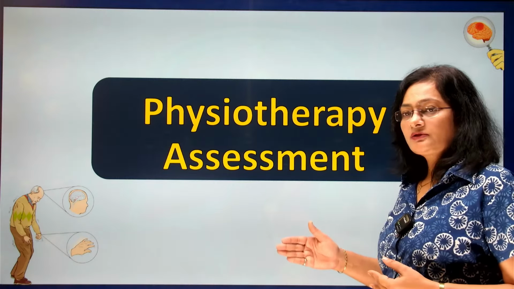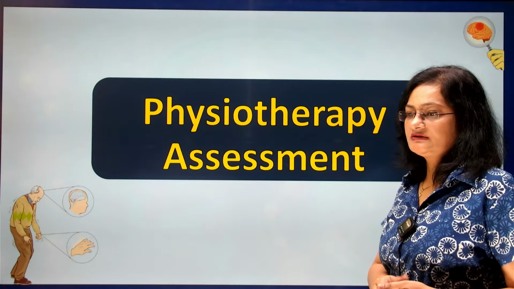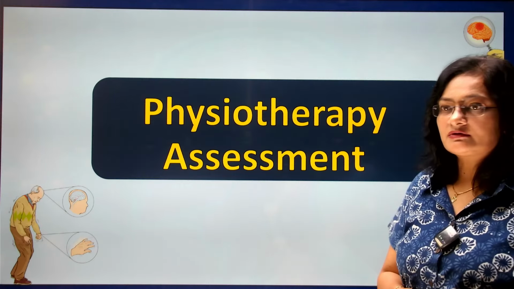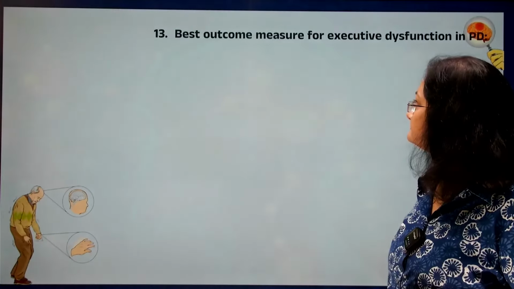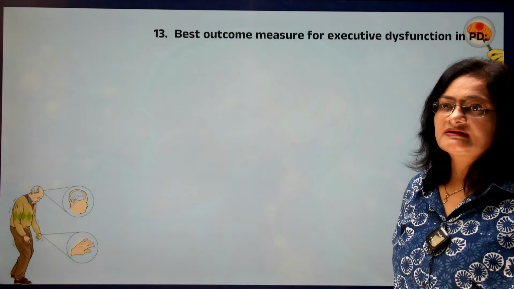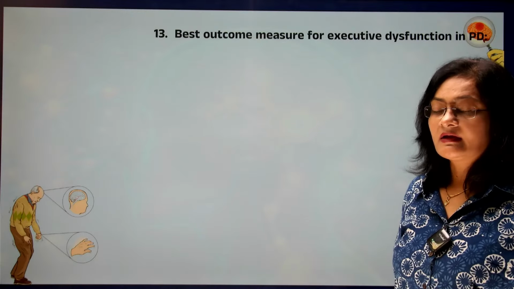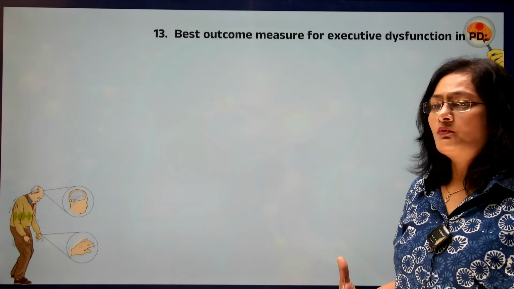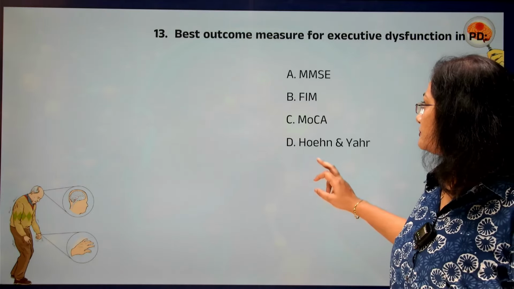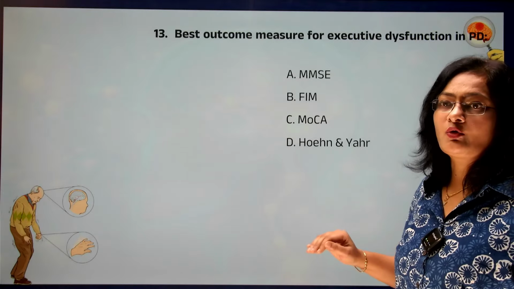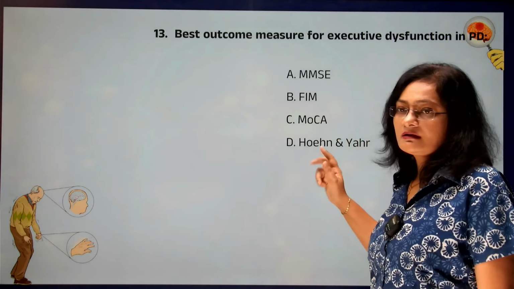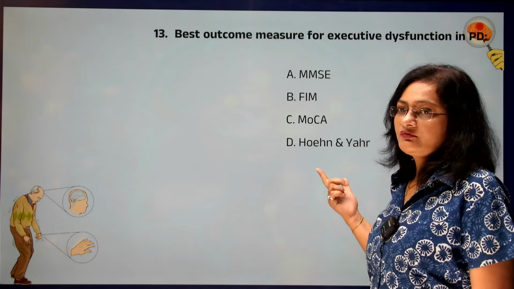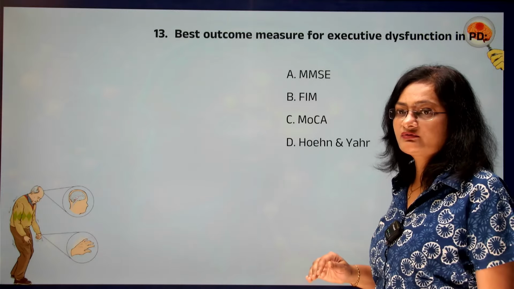The etiology and clinical features of Parkinsonism we have already discussed. Now the third phase of Parkinson's disease will be physiotherapy assessment. The best outcome measure for executive function in Parkinson's disease: executive functions are the higher, more cognitive functions. MMSE, FEAM, MoCA and Hoehn and Yahr. MMSE and MoCA, these two scales are used to assess the cognitive function. FEAM is for the functional activity and Hoehn and Yahr is for the stages of Parkinsonism.